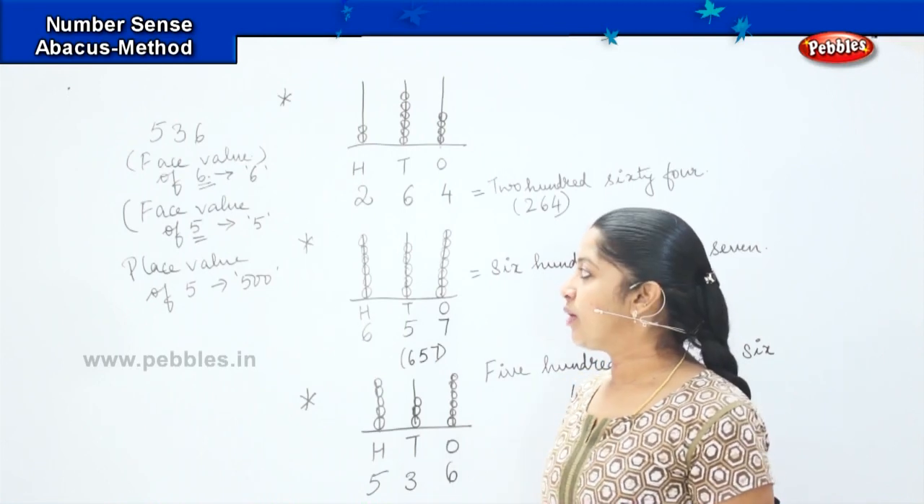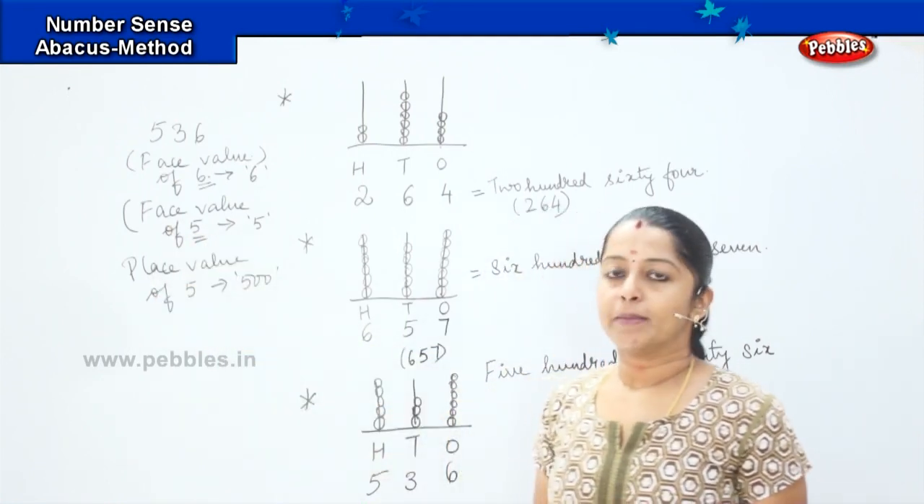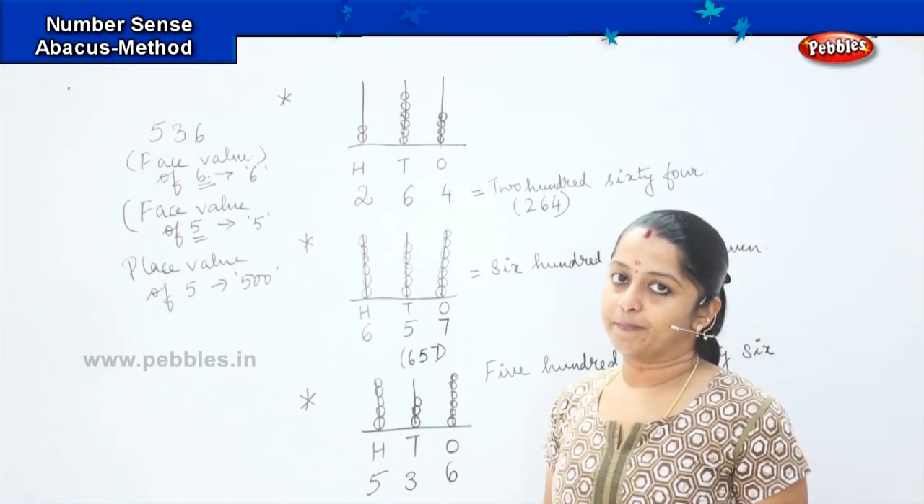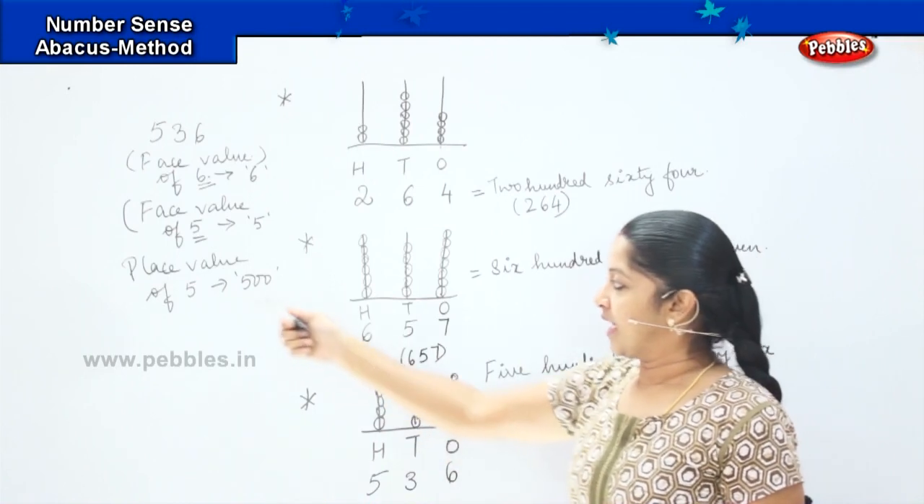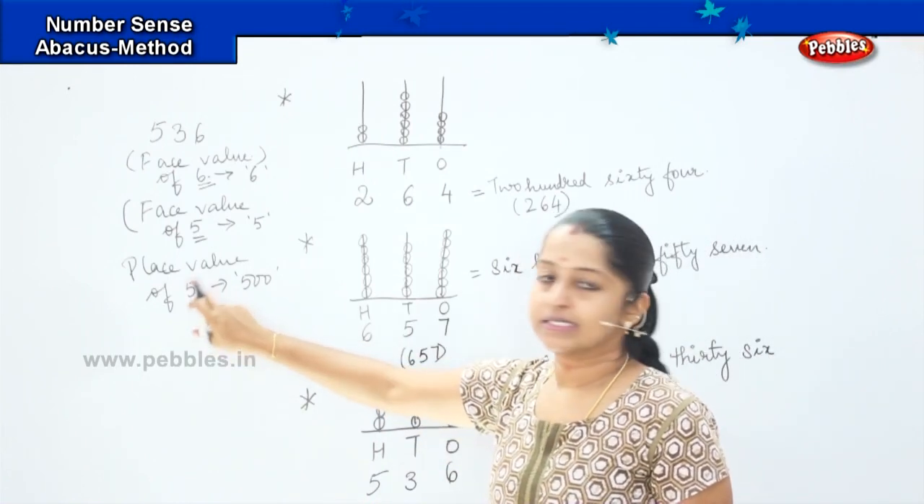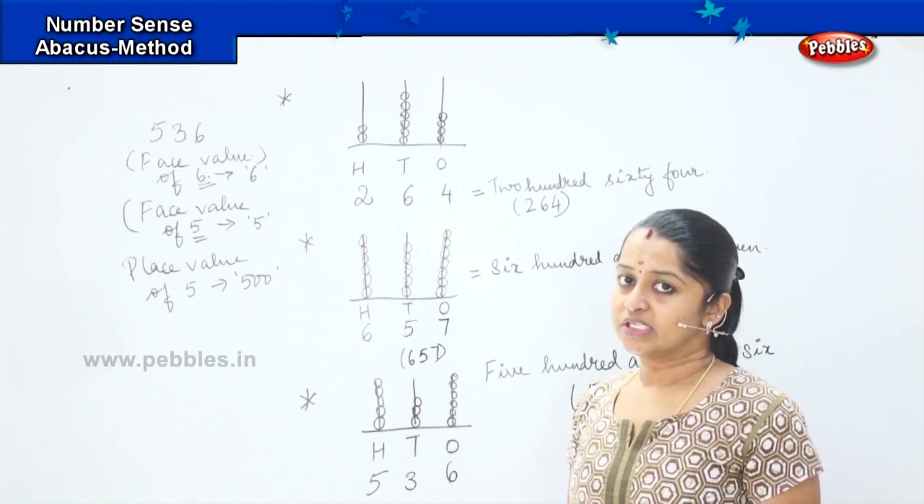Okay. So you need to keep in mind the difference between the place value and the face value because both are not the same. Place value tells you the position of the number, whereas face value tells what the number is as given. Am I clear, children? Shall we move ahead?